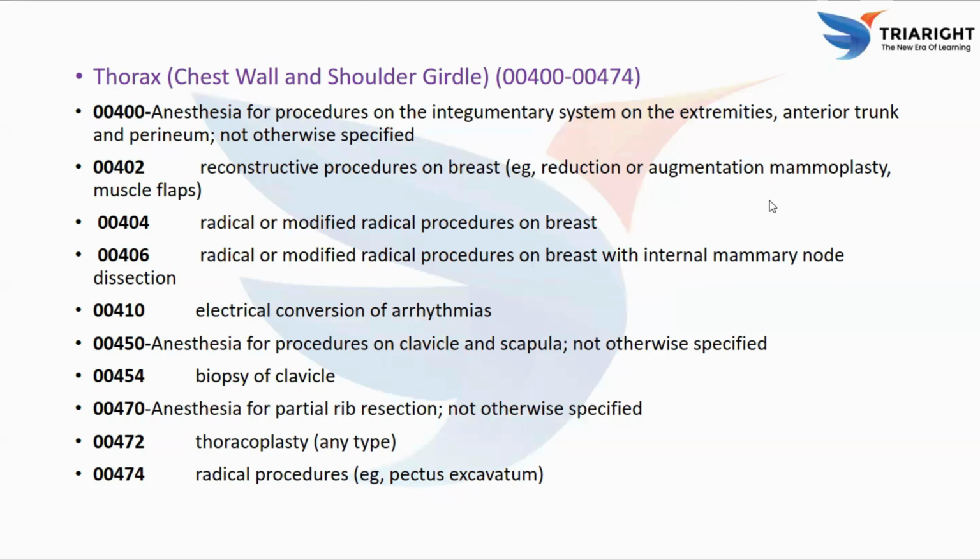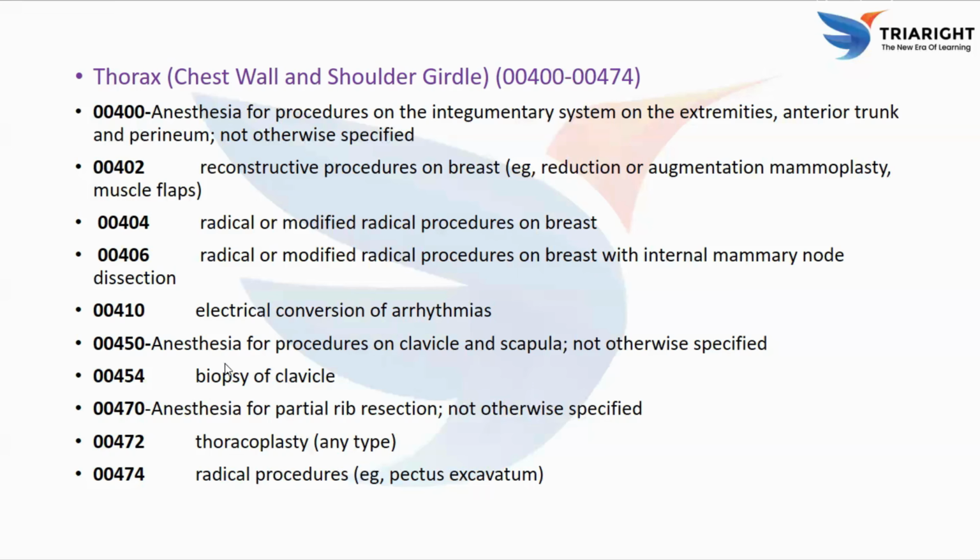00402 is for breast reconstructive procedures such as breast reduction, breast augmentation and muscle flap reconstruction. 00404 is anesthesia for radical or modified radical procedures on breast. 00406 is anesthesia for radical breast surgery, and this is more extensive than 00404, so it has a separate code. And 00410 is for electrical conversion of arrhythmias, that is cardioversion, used when electricity is given to correct the abnormal heart rhythm.